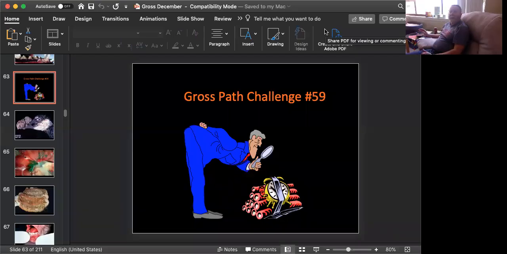Well, hello. It's another beautiful day down here in Bethesda, Maryland, but unfortunately, we're sheltering indoors, so we don't get to enjoy it. But at least we can enjoy a Gross Path Challenge. Here's Gross Path Challenge number 59 coming at you.